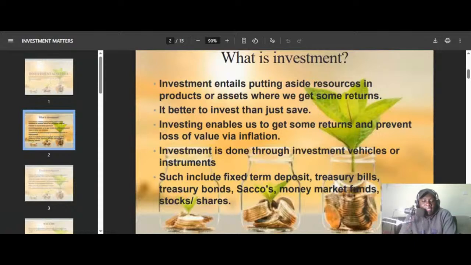I find a lot of discussion online, people trying to argue whether these passive investment avenues are investments or not, but that should not be the discussion. As far as something is giving you a return, personally, I would consider that to be an investment. Another important point is that it is better to invest than just save. There's a difference between saving and investing. You cannot invest before saving, because it is the resources that you have saved that you put into an investment setup.